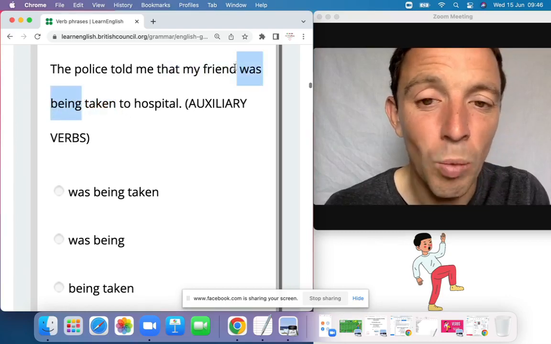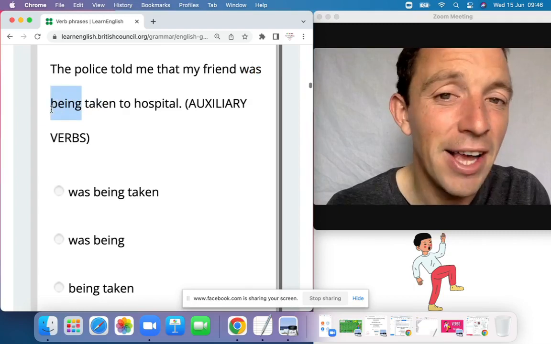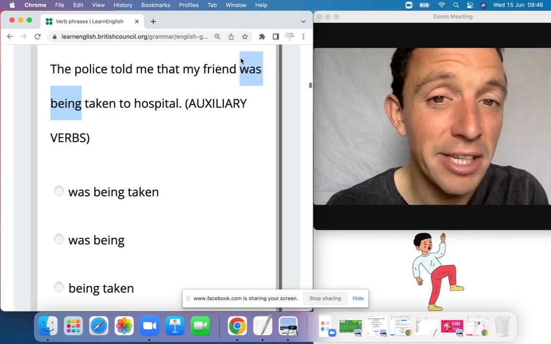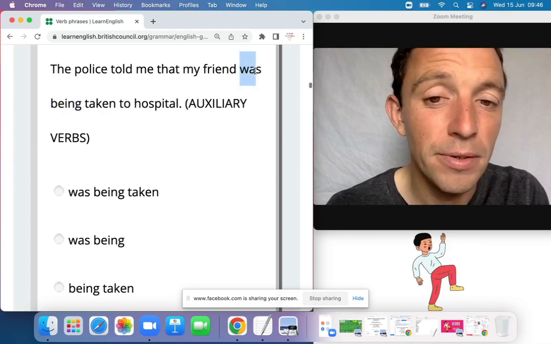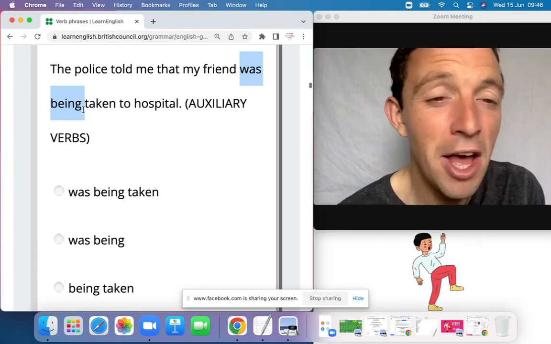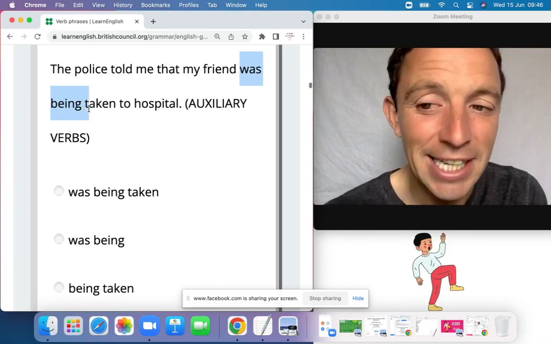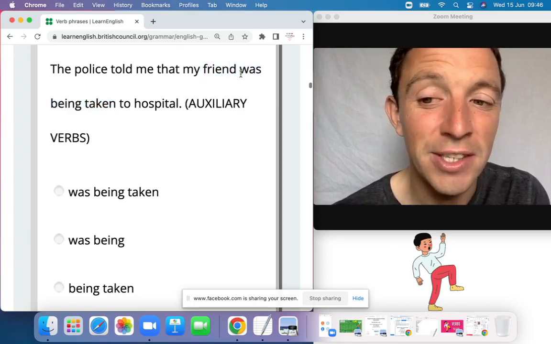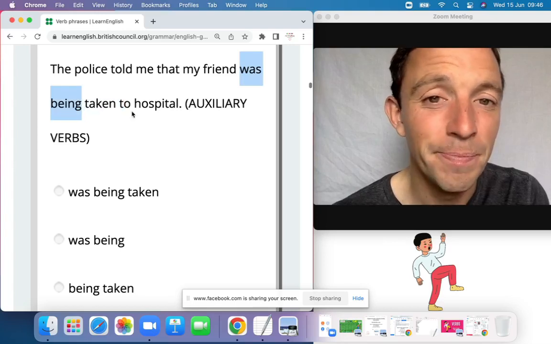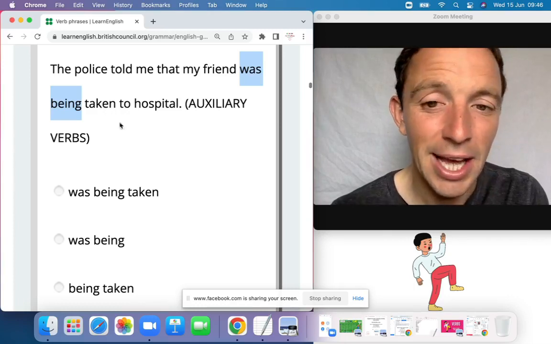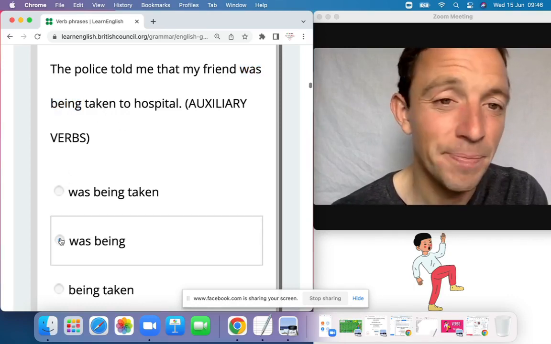So was being is the ing form, and it's connected with the verb to be in the past. When you have this formula of the verb to be in the past plus the ing, that's the continuous. So that's the past continuous, but in total, this is connected to the verb to take, and taken is the past participle combined with the past continuous. So the auxiliary is was being. So that is the past continuous in the passive voice. And the auxiliary verbs are was being.